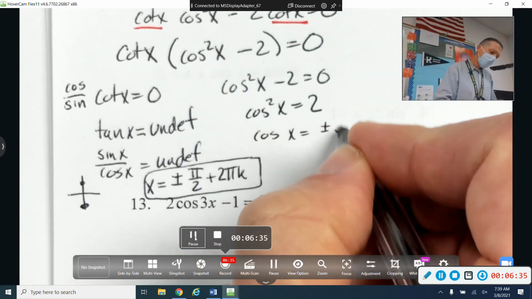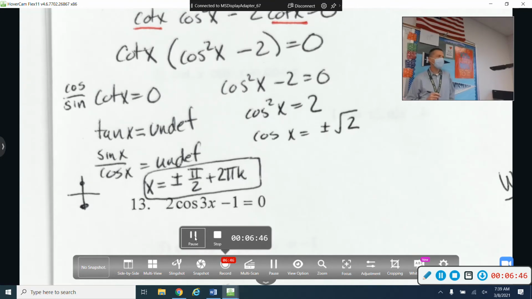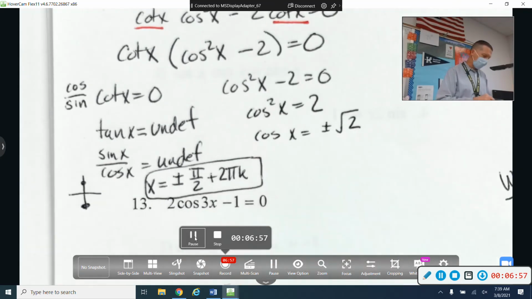Put the plus or minus on there. Cosine of x equals plus or minus square root of 2. That almost looks like unit circle, but not quite. And there's nothing I can do to fix that. Now, I know that that's not going to work because cosine has to give me an answer between -1 and 1.